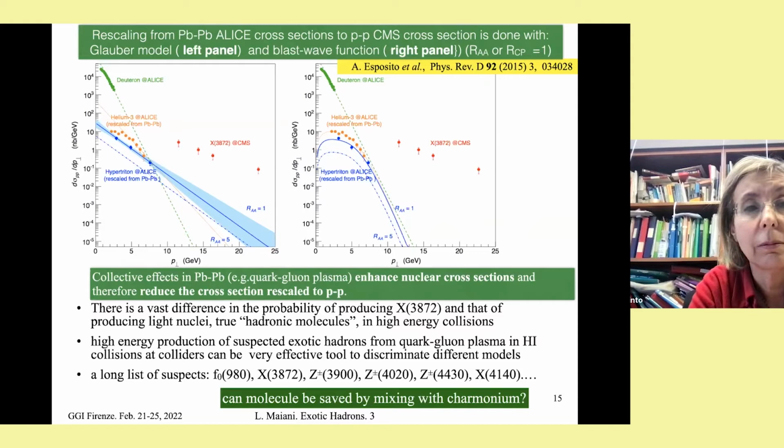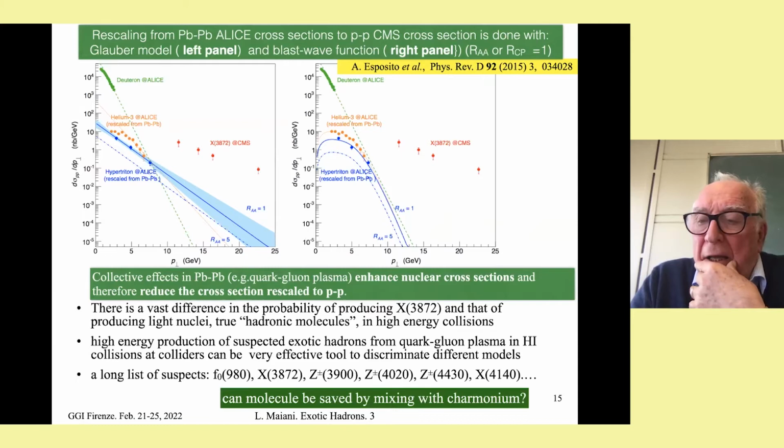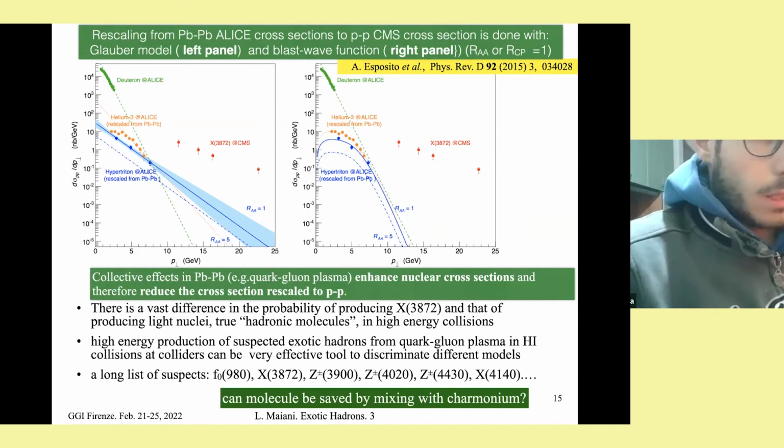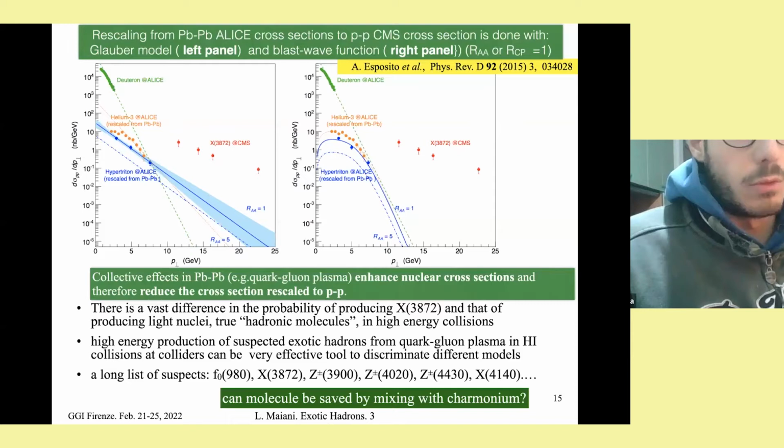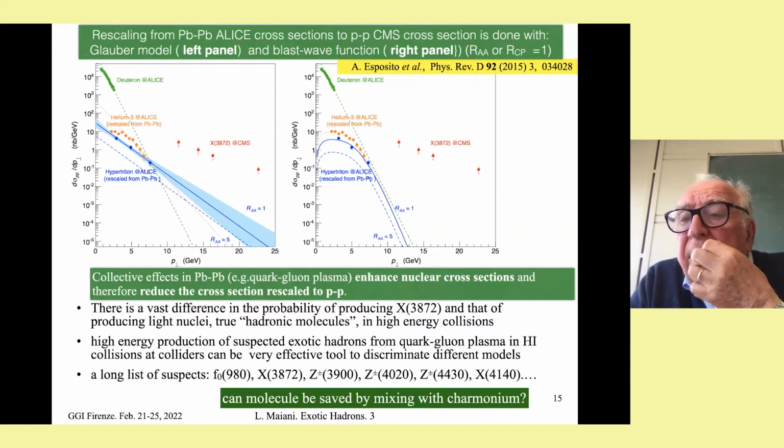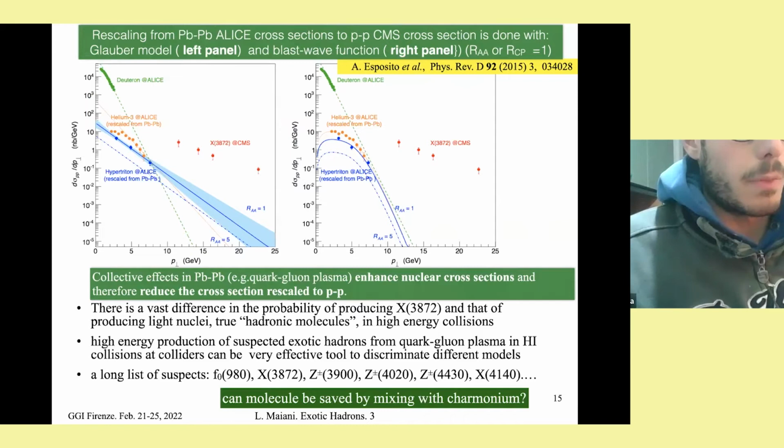Adriana. Hello. At the very beginning, you said that in nuclei there are molecules of hadrons. How can we be sure that no exotic hadron, like a tetraquark, is present in ordinary nuclei? I didn't get your question. Sorry. How can we be sure that in ordinary nuclei there are no exotic hadrons, like tetraquarks?